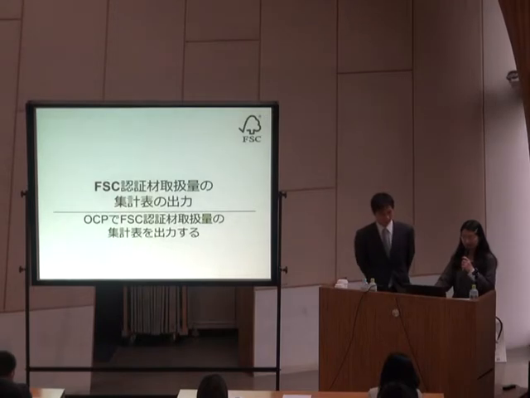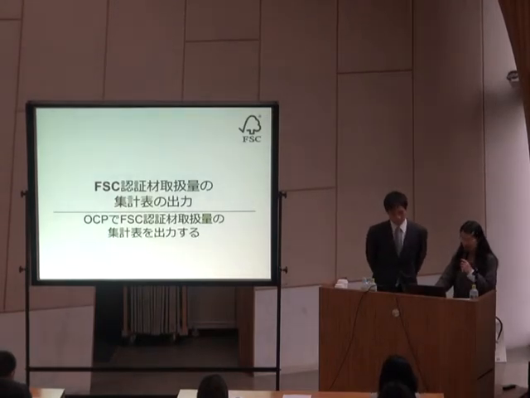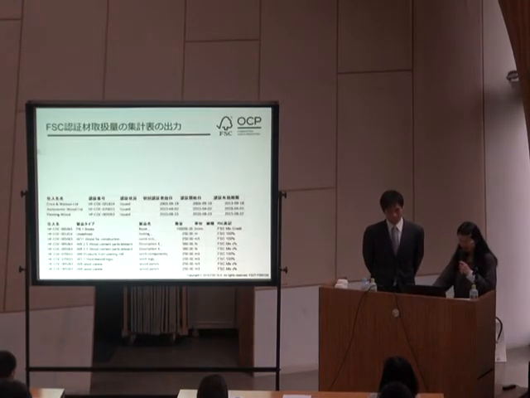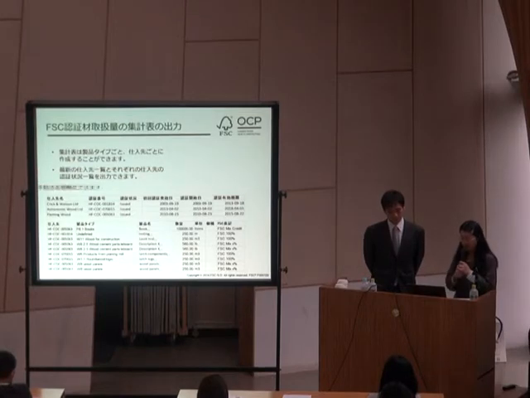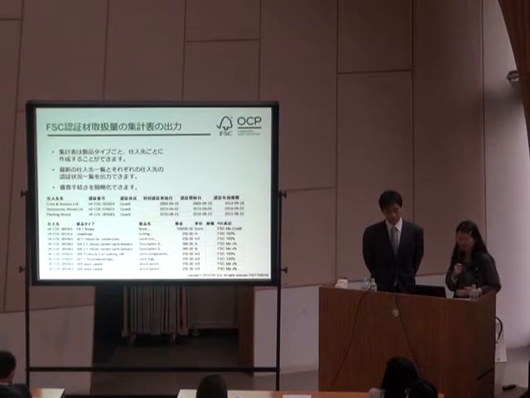Now we're going to talk about the volume summary and origin report. The OCP can produce a volume summary, that is an Excel file with a lot of sheets including the supply list and the volume summary of your incoming volume and your sales summary.